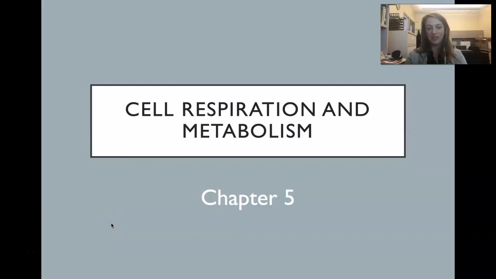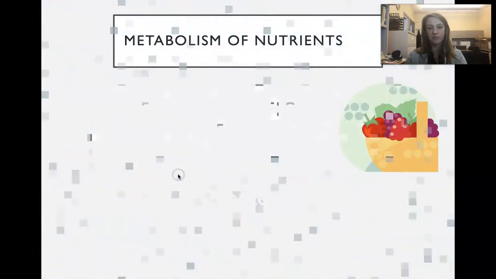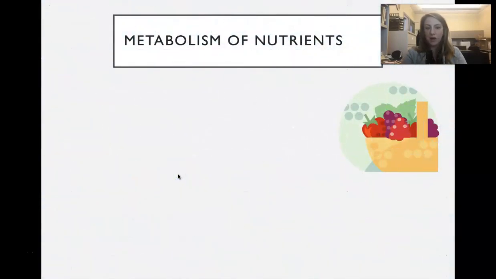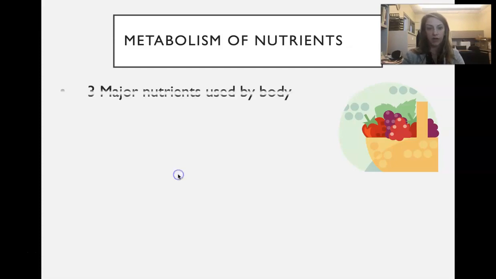Hi everyone. So next up we have chapter 5, which is cell respiration and metabolism. And you've probably talked about this a bit in one of your other classes, right? So some of this should be review, but this is obviously a really important topic because we have to think about our bodies using and metabolizing nutrients, okay?